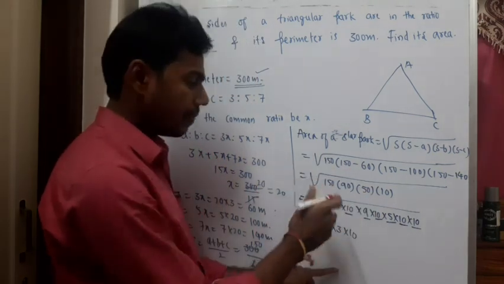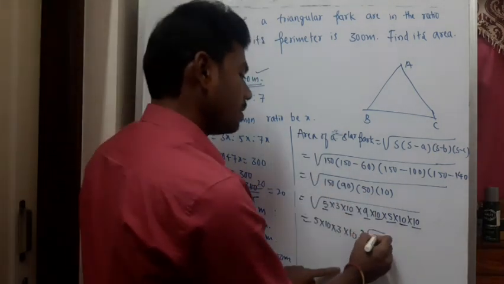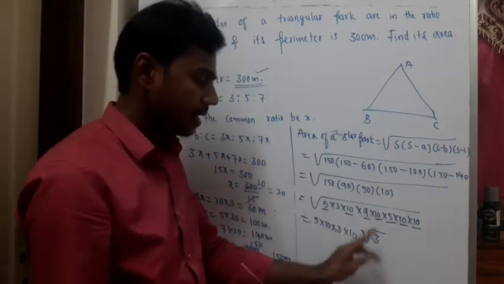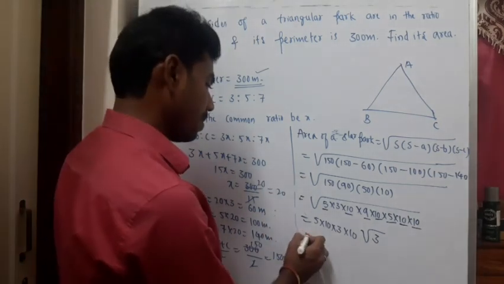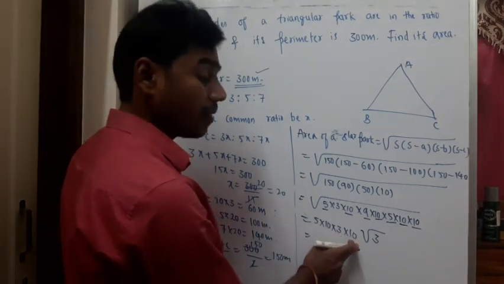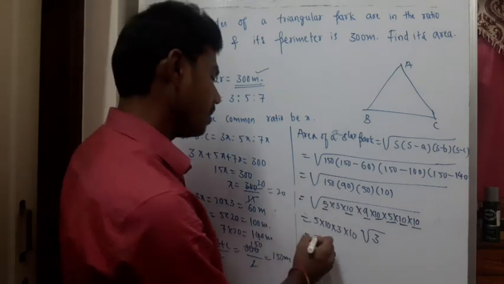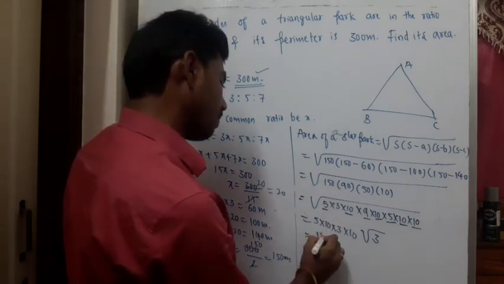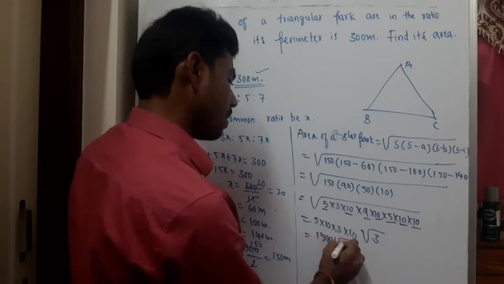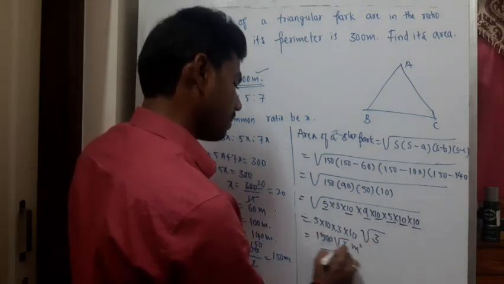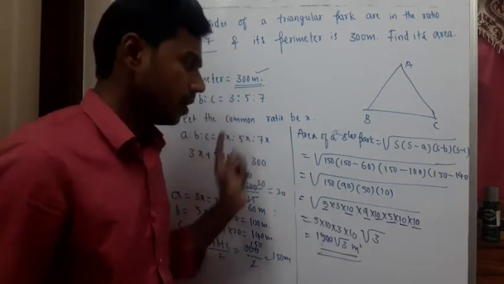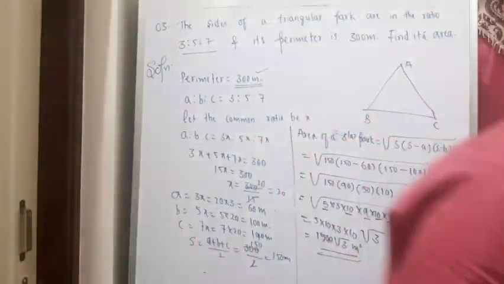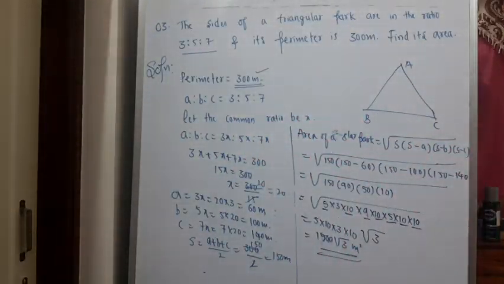What is left inside the bracket? Only 3 is left. There is no pair for 3, so I'll keep it as it is. So 5 3s are 15, 15 10s are 150. 150 into 10 is nothing but 1500, square root of 3 meter square. So please note this down. 1500 root 3 meter square is the area of the triangular park.